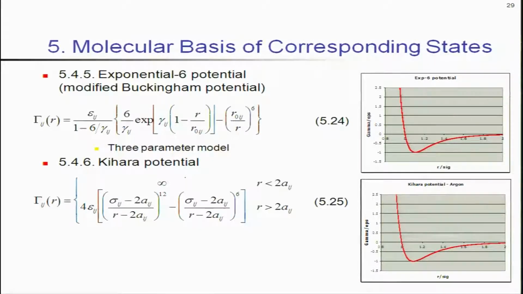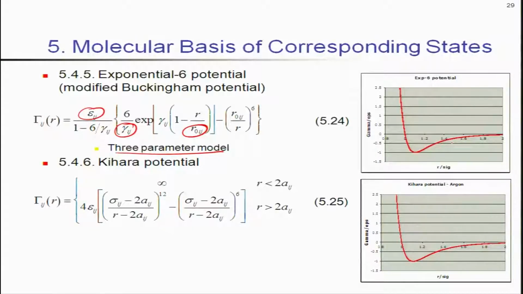Now, you can extend the potential models for more complicated molecular structures. One of those is the exponential 6 potential, which is a 3 parameter model: epsilon, gamma, and R0 or sigma. This is how it looks. It appears to be very close to the Lennard-Jones potential, but Lennard-Jones is a 2 parameter model, and thus it may not be easy for many molecules to get fitted with just 2 parameters.